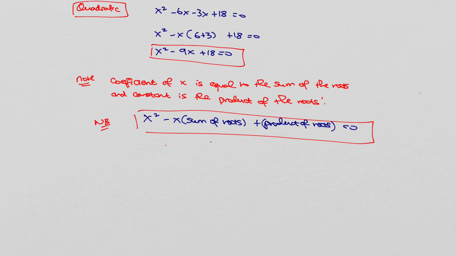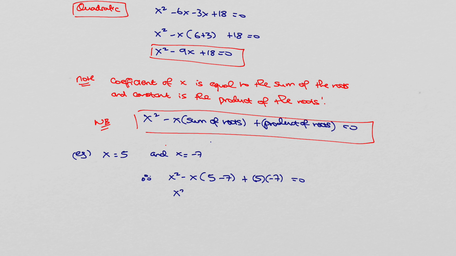So if we were to do a quick version where we were given x equals 5 and x equals minus 7 are the roots, then I could just say x squared minus x times the sum of the roots, so 5 minus 7, so if I add them, plus the product of the roots, so 5 times minus 7 equals 0. And that gives me, well, 5 minus 7 is minus 2. Minus 2 times minus x is plus 2x. And 5 times minus 7 is minus 35 equals 0. So very, very quick, simple way of doing it.